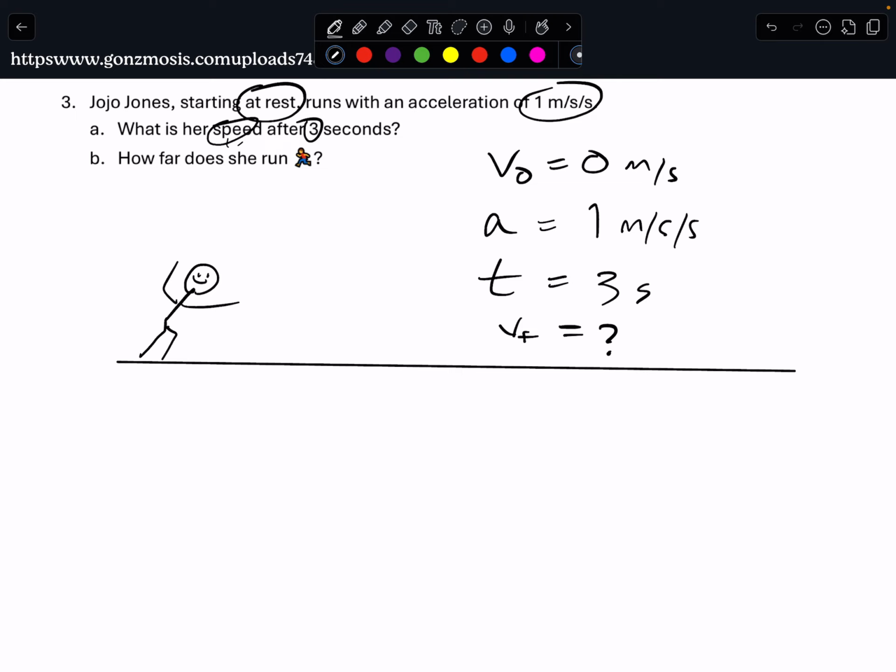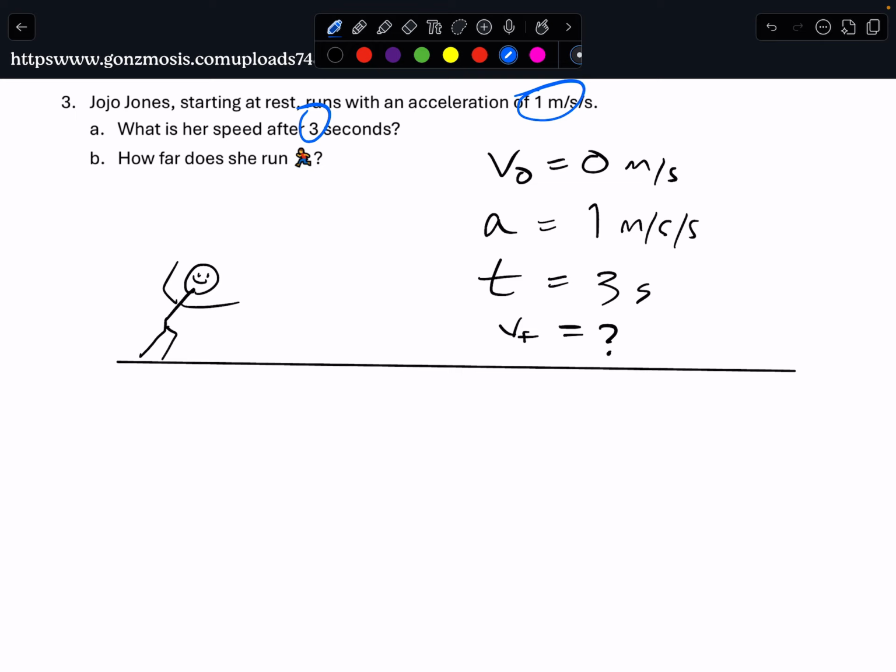And so again, there are different ways of doing this. One way is kind of like common sense: JoJo Jones is gaining 1 meter per second of speed every second she's running. So how many meters per second of speed will she gain after 3 seconds? Well, 3 meters per second.